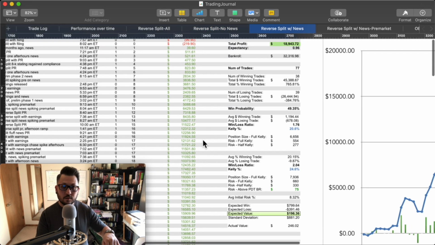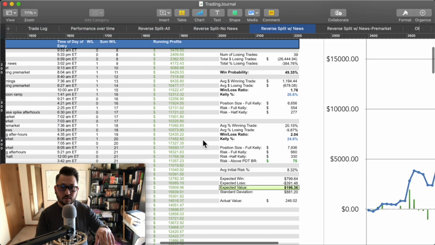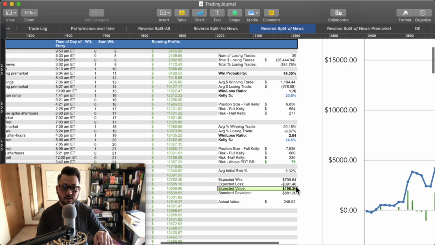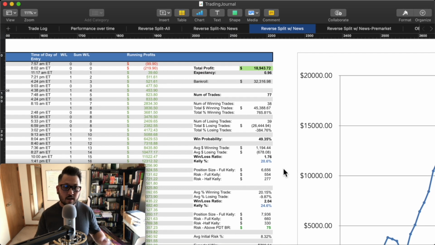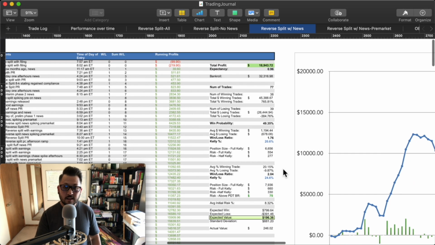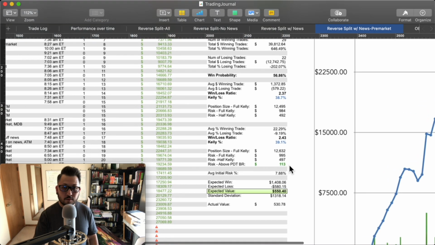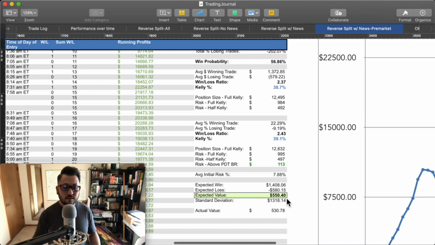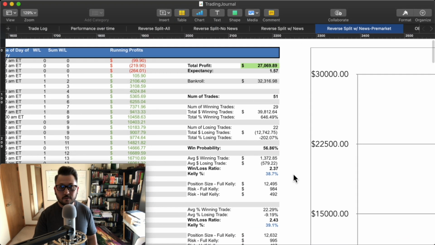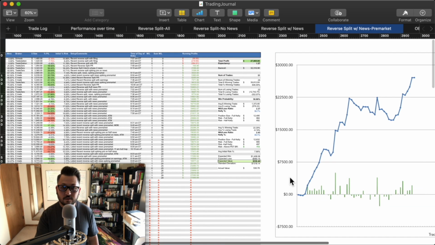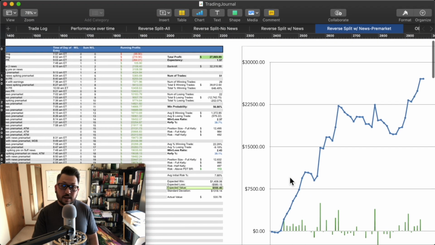And then, moving to the flip side with news, I've got a $200 expected value per trade, and I'm up $19,000, and that's definitely decent. But if I can narrow down my trades, get rid of all of my trades during regular trading hours, get rid of my after hour trades, and focus on just the pre-market trades, now I've got a $550 expected value per trade, and I'm up $27,000 on those. And so that's what I want to do.